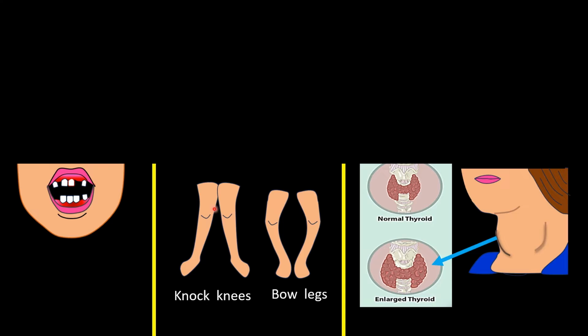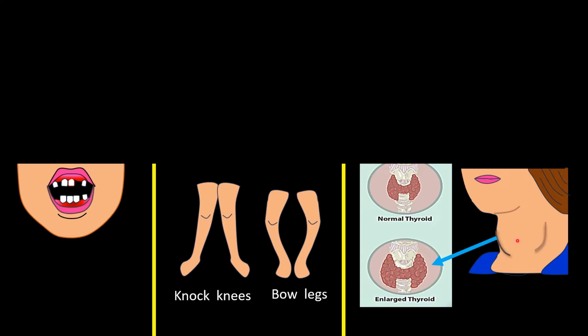So here we can see that the knees tend to come together, all right? And the bones have already been deformed to have this shape. So it's called knock knees because the knees come together. And for bow legs, the knees are separated, bent apart from each other, right?